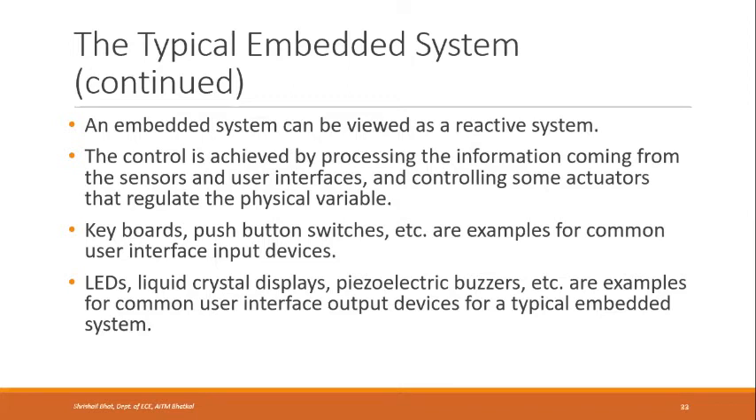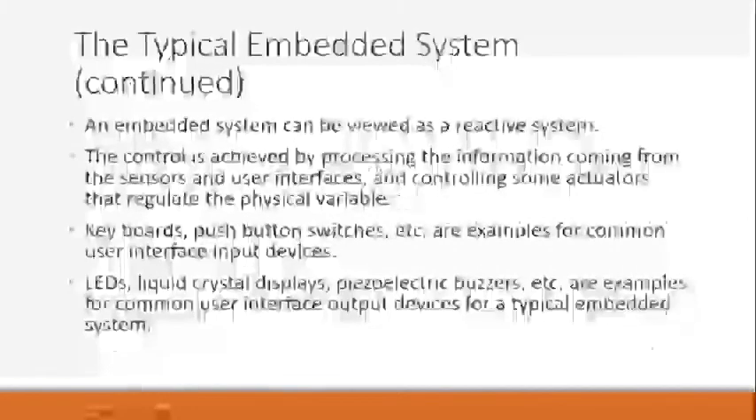Based on what is detected by the sensors, the embedded system will control the actuators to perform some output action. One example for input devices, as you see in mobile phones, is keyboards or push button switches, or on-screen keyboards. Examples for output devices are LEDs, which indicate some action, or LCD displays, liquid crystal displays, or buzzers, which make some noise or sound. Piezoelectric buzzers are examples for output devices.